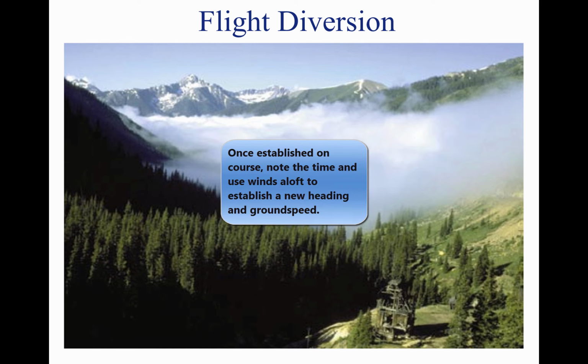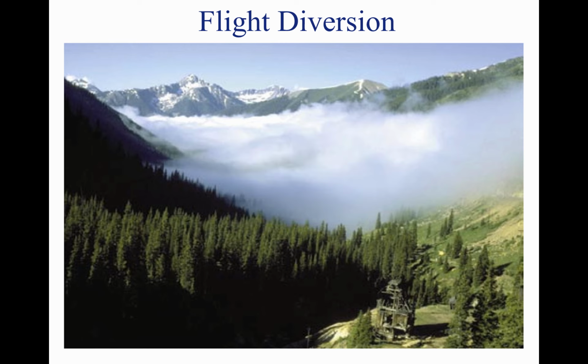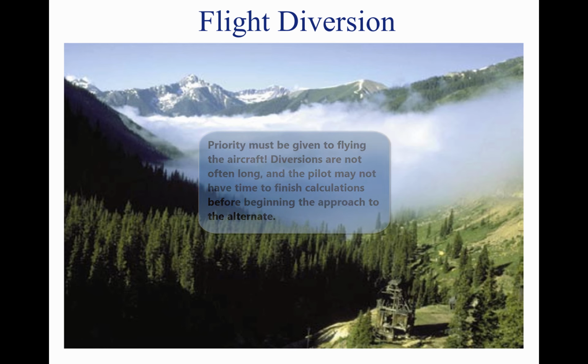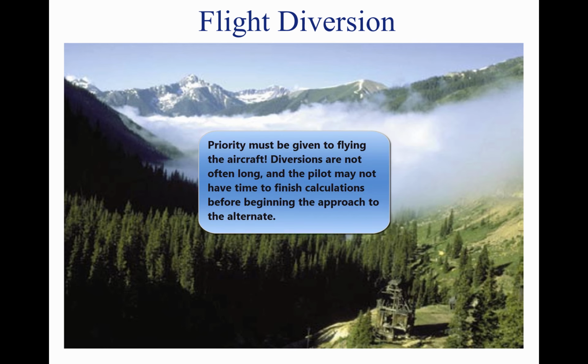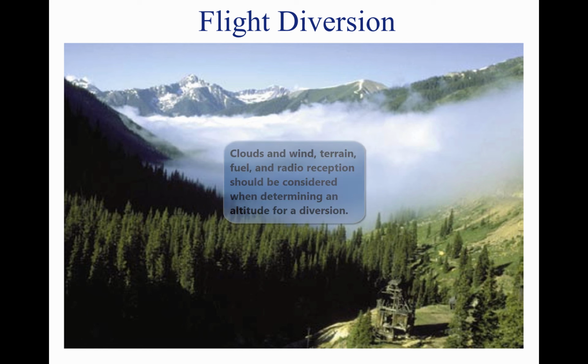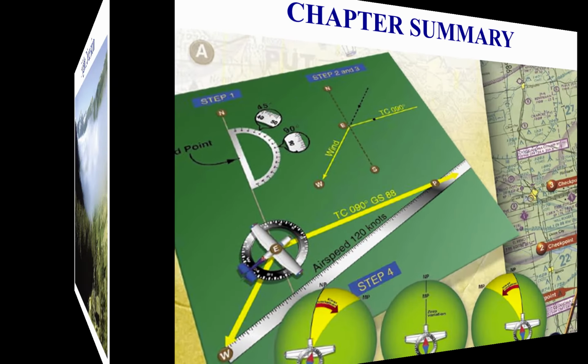Once established on course, note the time and then use the winds aloft nearest to your diversion point to calculate a heading and ground speed. Once a GS has been calculated, determine a new arrival time and fuel consumption. Give priority to flying the aircraft while dividing attention between navigation and planning. When determining an altitude to use while diverting, consider cloud heights, winds, terrain, and radio reception.